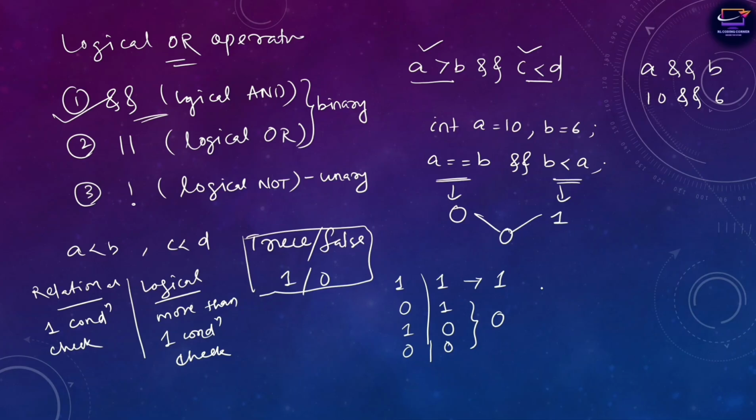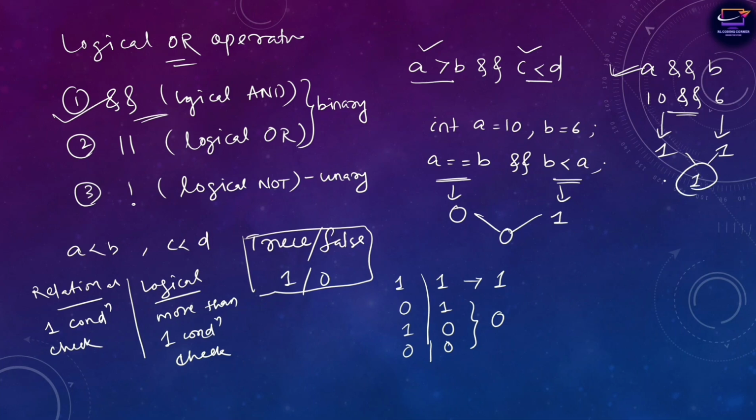Now for this A and B, the output of this one: A is 10, B is 6, so 10 and 6. Here we are not having 0 and 1, that is fine. Other than 0, if you have any number, it will be considered as true, meaning 1. So here 10 means 1, 6 means 1, so 1 and 1, that is output 1, right?